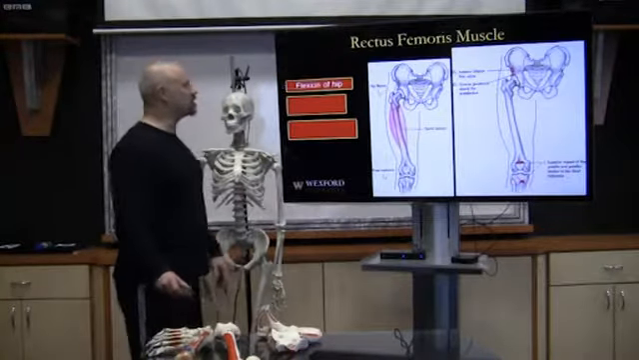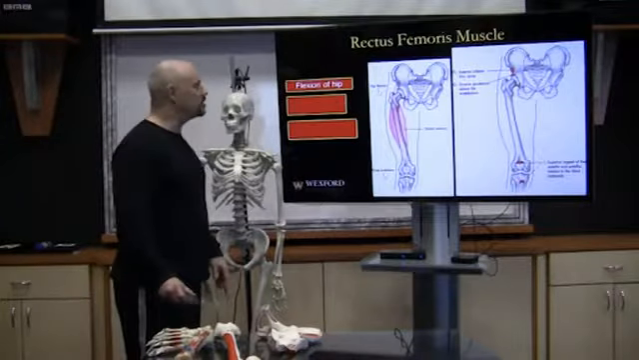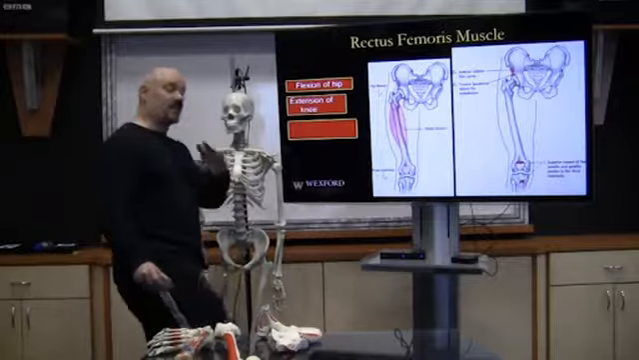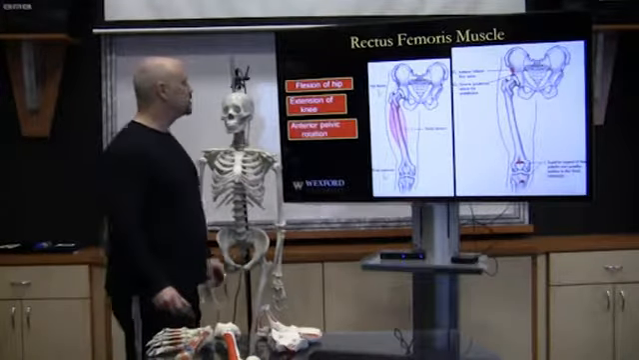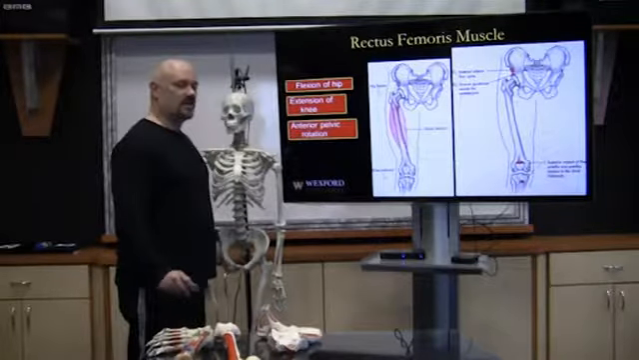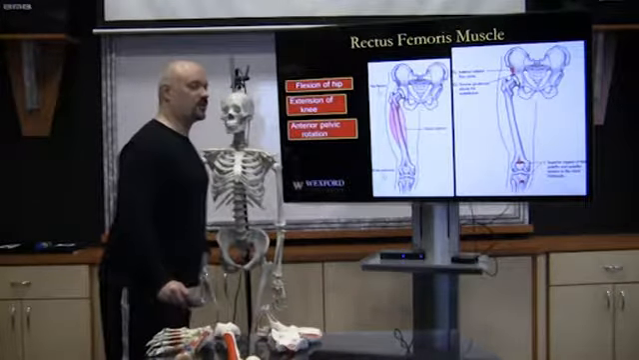Now the rectus femoris does flexion of the hip as well. Does extension of the knee, because remember it crosses two joints. And it does anterior pelvic rotation. So if the feet are fixed, when it contracts, it'll help tilt the pelvis forward.